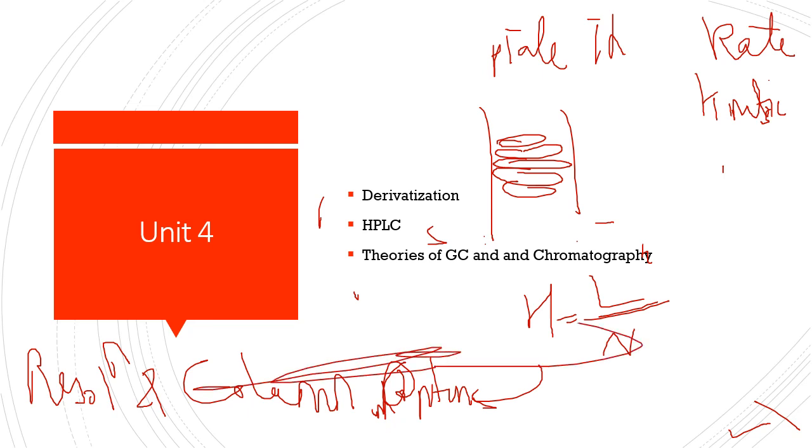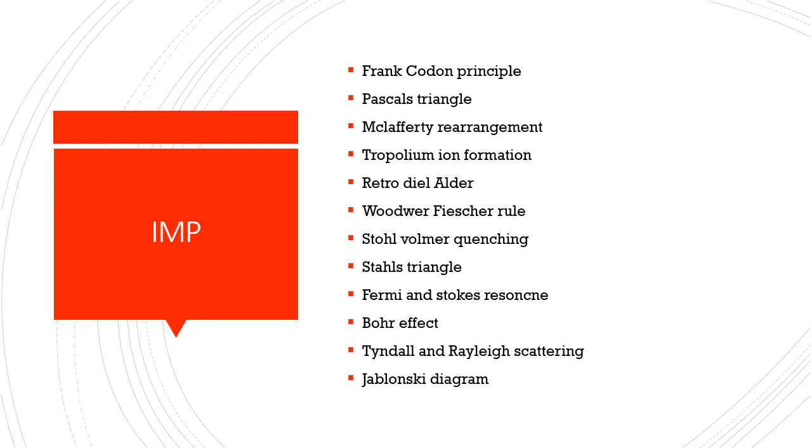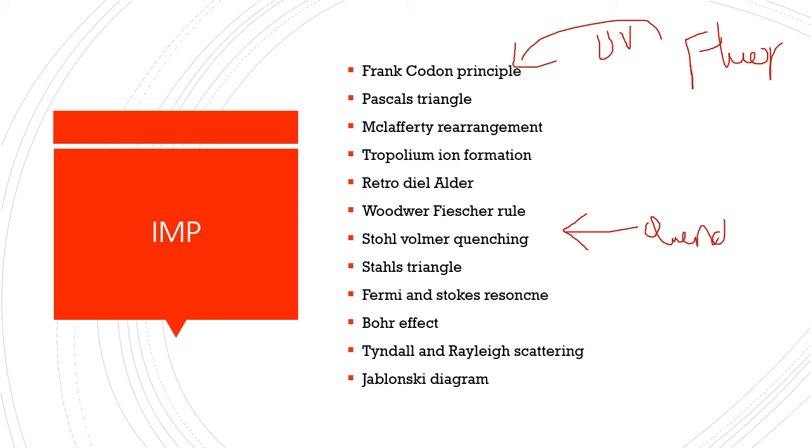Next we have unit number 5, wherein you have to study a few important chromatography specialized techniques. But before that, I would like to mention a few important terms that you will come across. The Franck-Condon principle, which you will study in UV and fluorescence. Stern-Volmer quenching, a very important phenomenon of quenching. Then there are three terms in NMR, which are not in your syllabus, but I have still included them because they are important from the GPAT point of view. Pascal's triangle is also not in your syllabus, but it is very important with respect to GPAT.